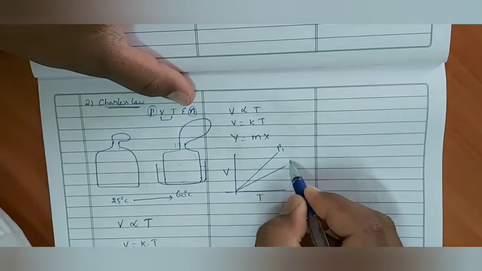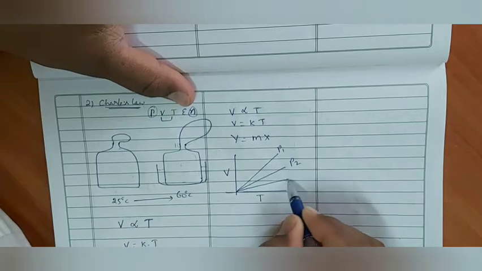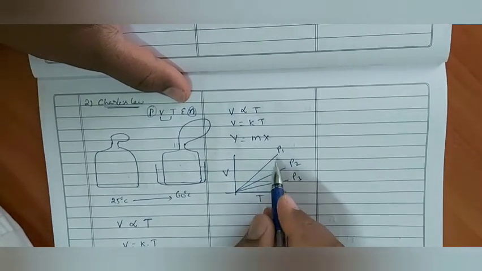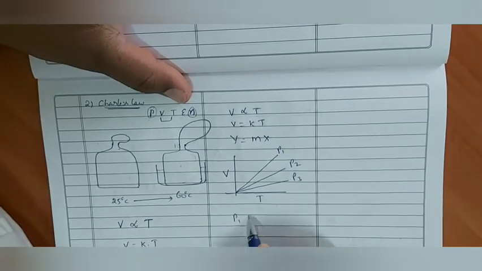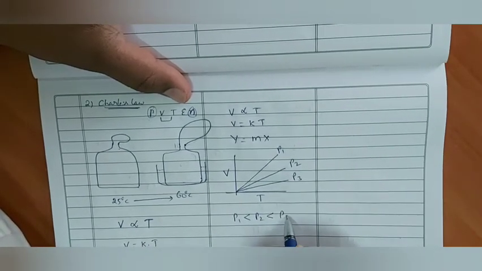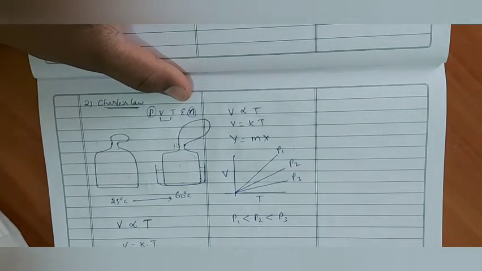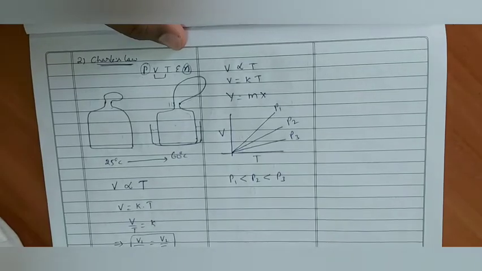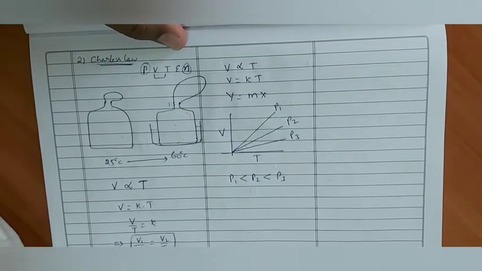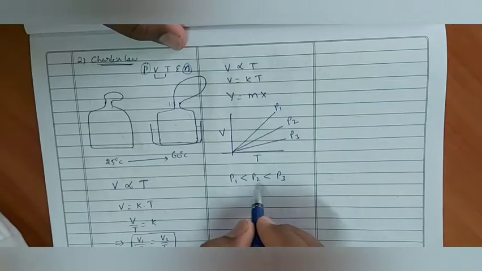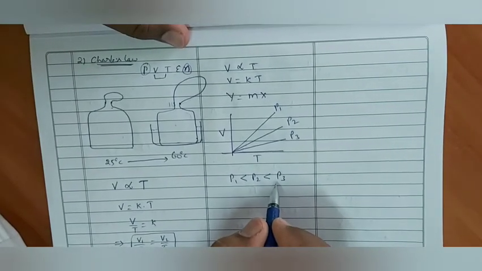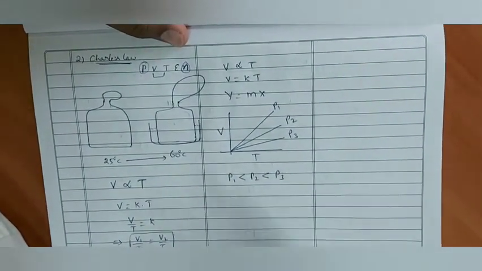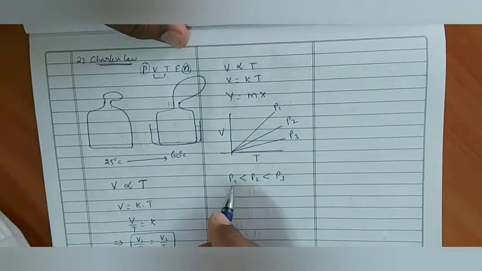Another curve we can draw, P2. Another curve we can draw, P3. The relation between P1, P2, P3 is P1 is less than P2, which is less than P3. Is it okay? Now, what about normal degree centigrade temperature?